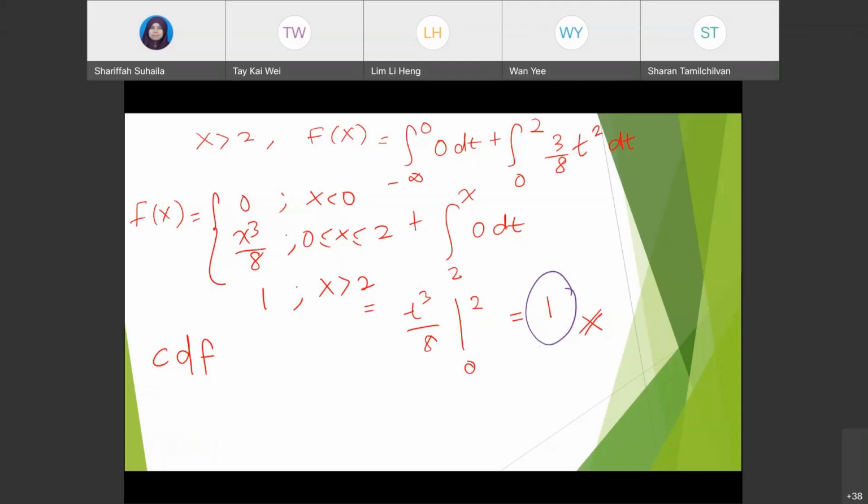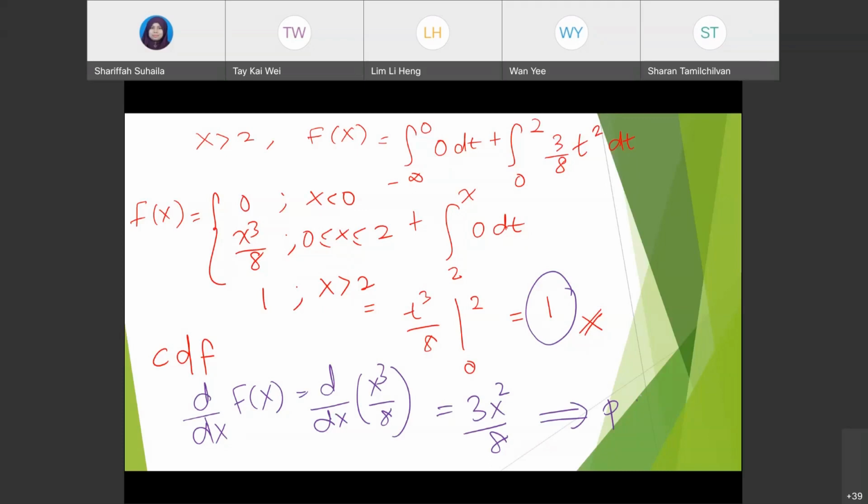Again, capital F(x) is given as x cubed over 8. So if you differentiate capital F(x) here, differentiate x cubed over 8, you will get back 3x squared over 8, which is your PDF, probability density function. So that is the relation. If we differentiate the cumulative distribution function, we will get back the PDF function, which is your small f.